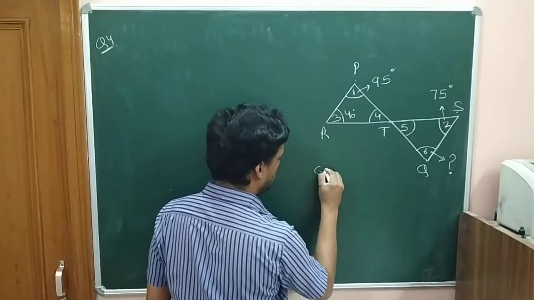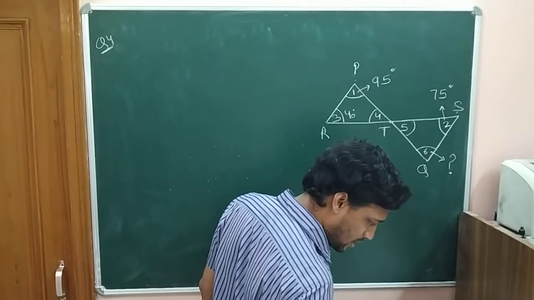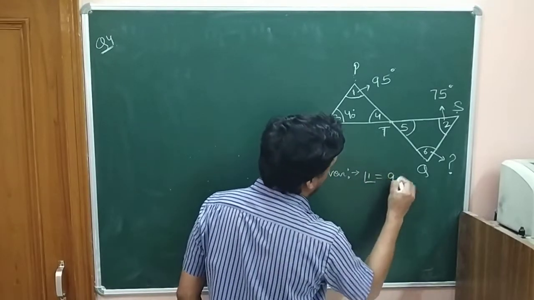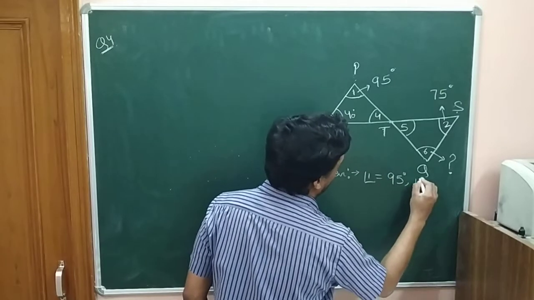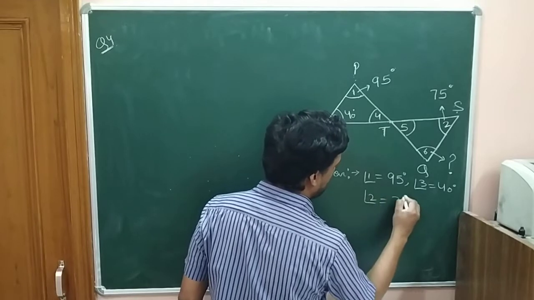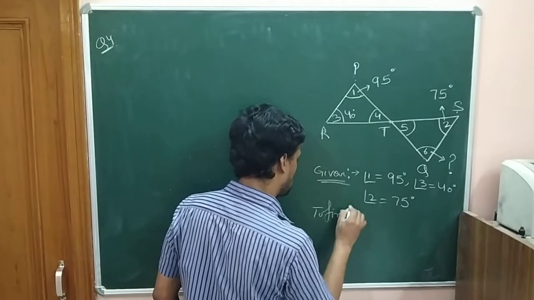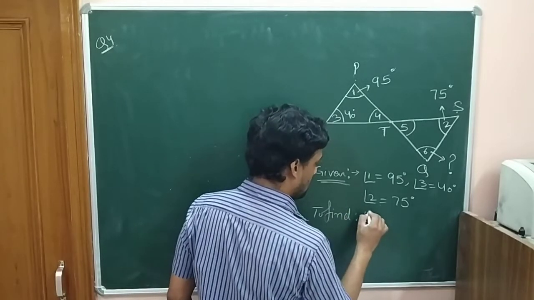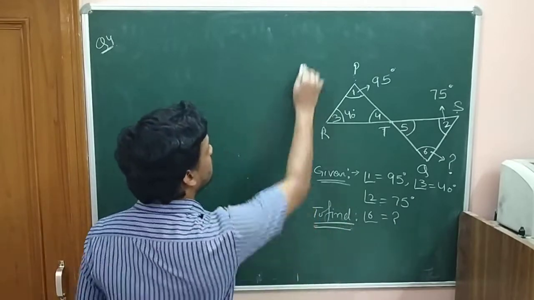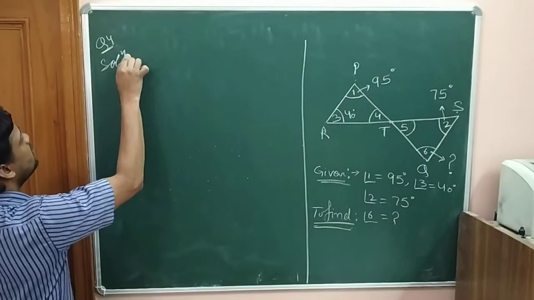Now what is given? Is any parallel line given? Are PQ and SQ intersecting lines? No. Only the angles are given. Angle 1 equals 95 degrees, angle 3 equals 40 degrees, angle 2 equals 75 degrees. To find: angle 6. Solution.